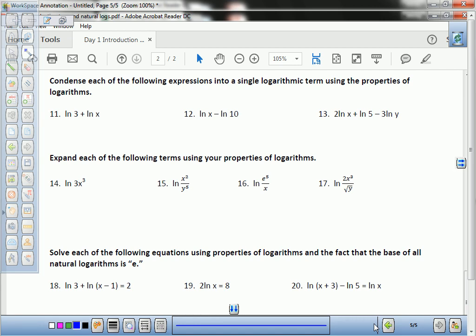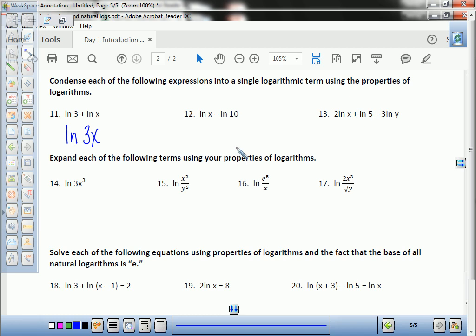Okay, so natural logs are logs. So all those properties that we learned with condensing and expanding work just the same here. But instead of writing log, we will write ln. It's natural log. That's really the only difference. So number 11 asked us to condense. What do we get, guys? Natural log of 3x. Addition is rewritten as multiplication. So we condense to a single log.